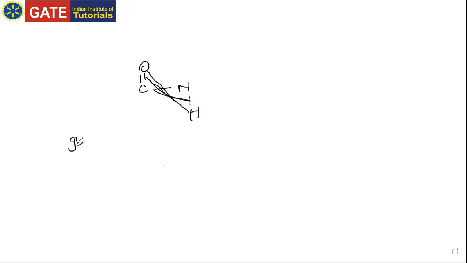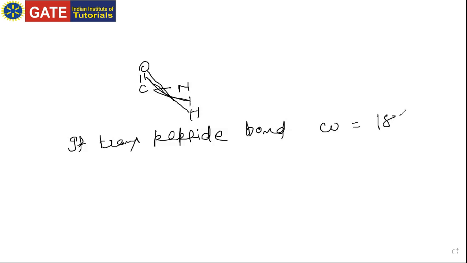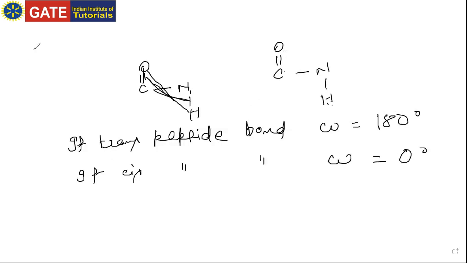Okay, so if it is a trans peptide bond, omega is 180. Definitely, this bond is in the opposite direction, no? So 180 degrees. If it is a cis peptide bond, omega is 0 degrees. How? Because if it is cis, we can say this is 0 degrees. Like that you have to remember.